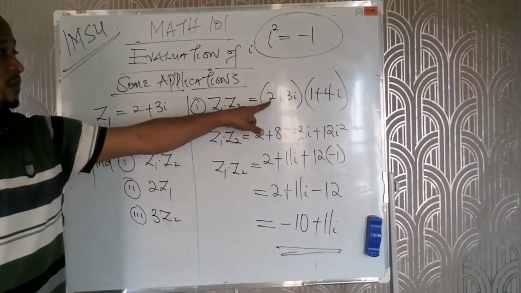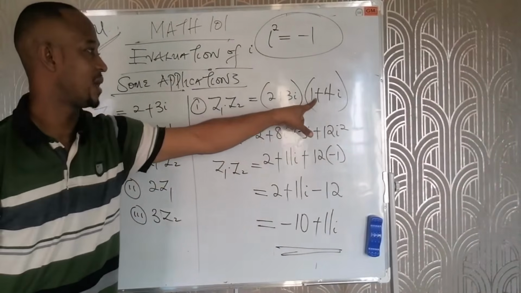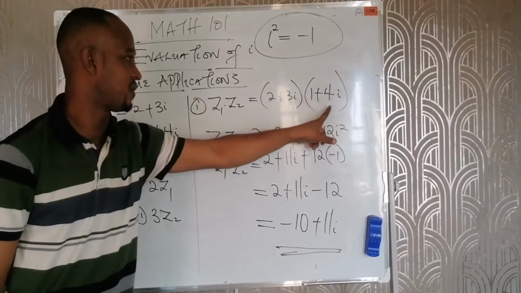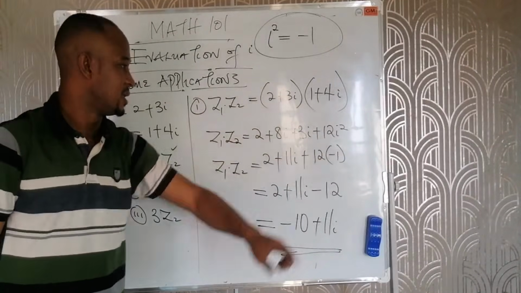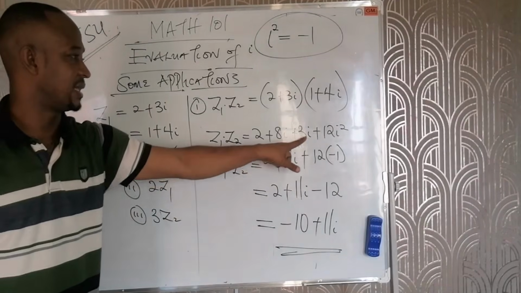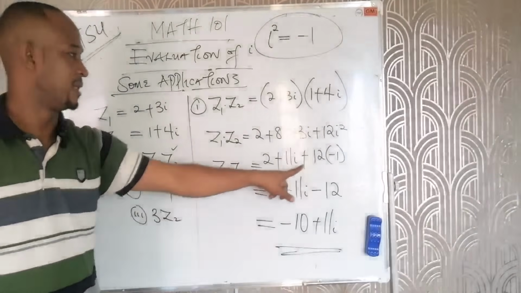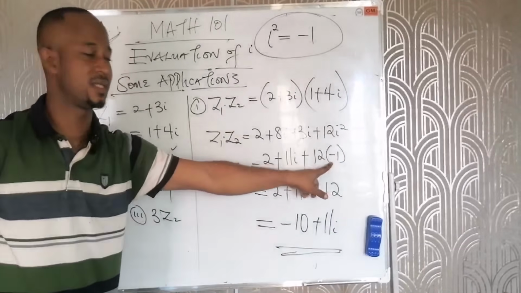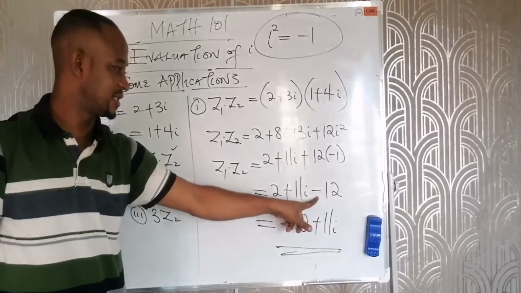I'll repeat again. 2 times 1 is 2. 2 times 4i is 8i. 3i times 1 is 3i. 3i times 4i is 12i squared. But 3 times 4 is 12, right? Then i times i is i squared. So 8i and 3i are like terms. 8i plus 3i will give us 11i. We have our 2 here already. Then plus 12 times minus 1. i squared is minus 1. Don't forget. Minus 1 times 12 will give us minus 12, right?